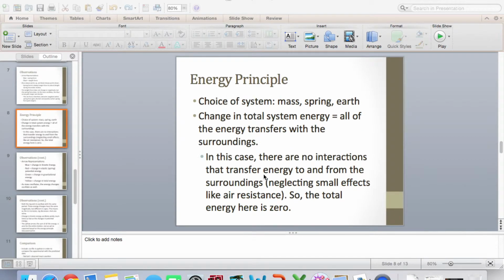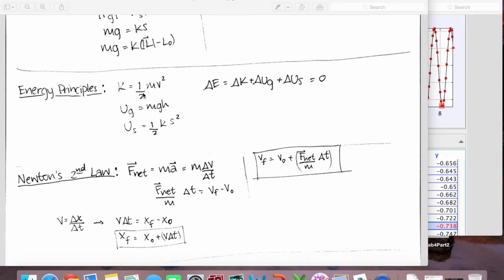Then we get into the energy principle, where our choice of system is mass, spring, and Earth. The energy principle states that the change in total energy of the system equals all the energy transfers with the surroundings. In this case, there are no interactions that transfer energy to and from the surroundings. We neglect small effects such as air resistance. So the total energy change here is 0. We know that kinetic energy is 1/2 mv squared, the gravitational potential energy is mgh, and the spring or elastic potential energy is 1/2 ks squared.